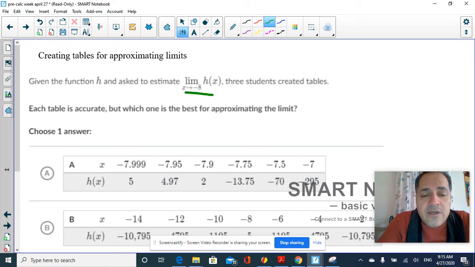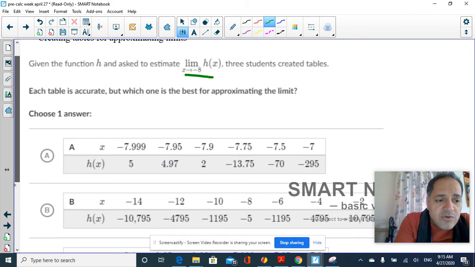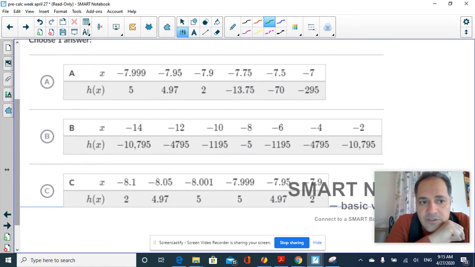Okay. And if you want to find the limit, it's something different. You have to check the limit from the left and from the right. So check your graph. You can create a graph or you can create a table. For example, in this function, which table is the perfect one to find the limit?